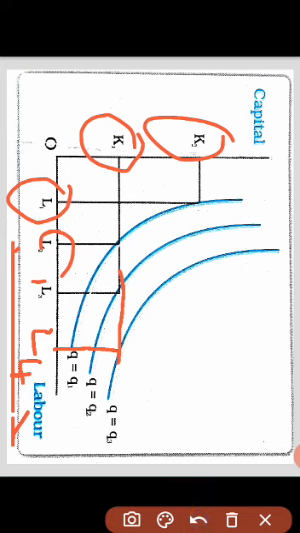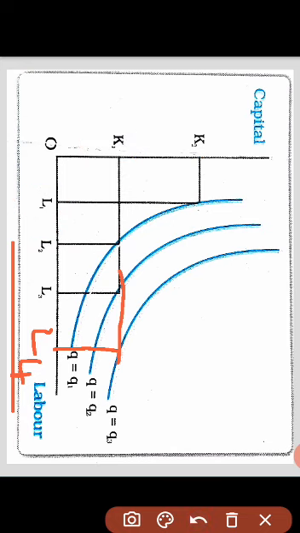But what happens at point L3? At point L3 you are increasing the amount of labor, but at another point you are increasing the capital also. That means you are increasing property also. Now we are shifting from L2 to L3. That means you are using more and more labor. That's why it is shifting.